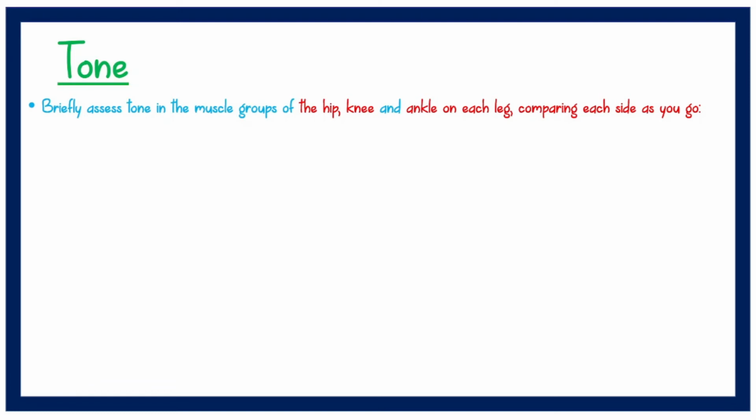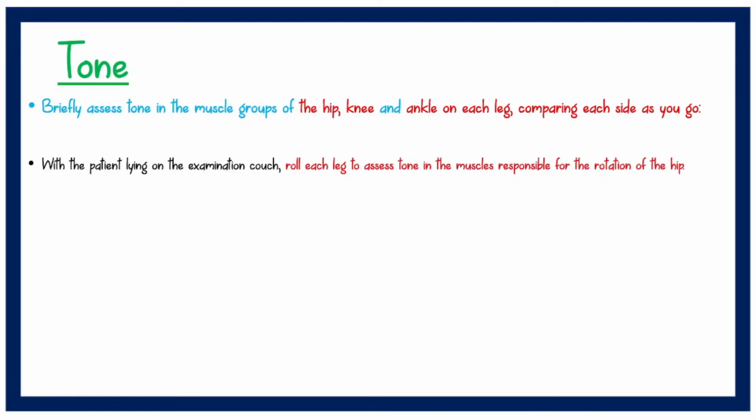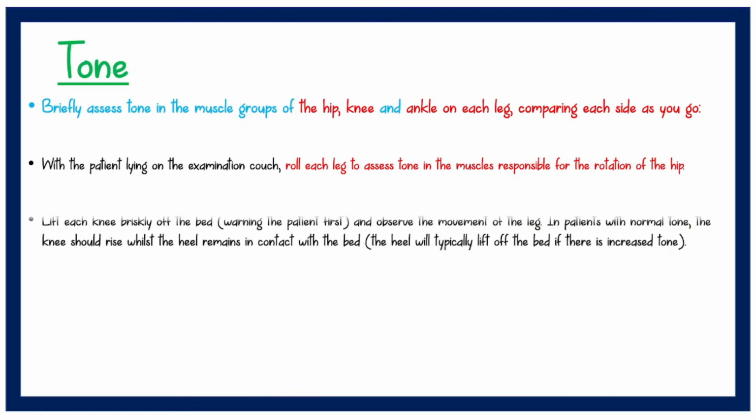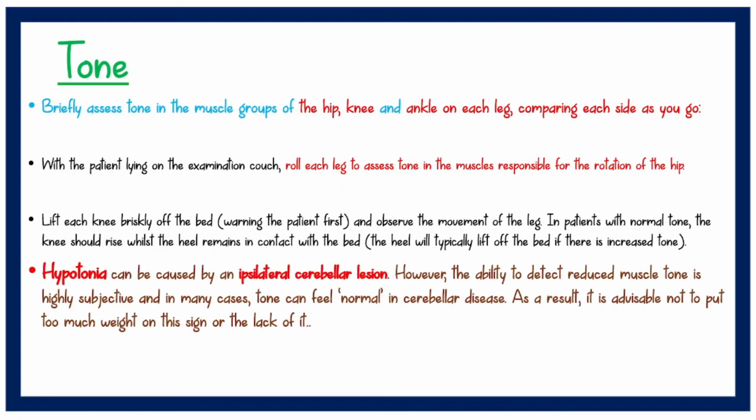With the patient lying on the examination couch, roll each leg to assess tone in the muscles responsible for the rotation of the hip. Lift each knee briskly off the bed, warning the patient first, and observe the movement of the leg. In patients with normal tone, the knee should rise whilst the heel remains in contact with the bed. Hypotonia can be caused by an ipsilateral cerebellar lesion.